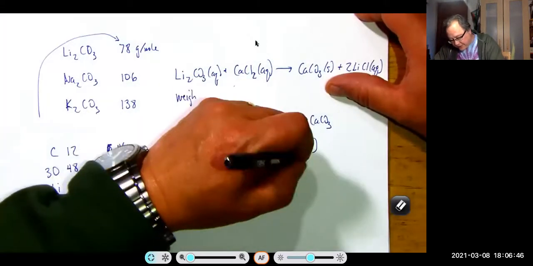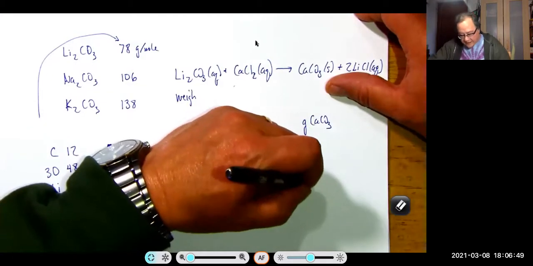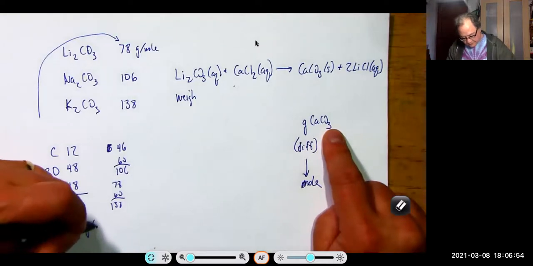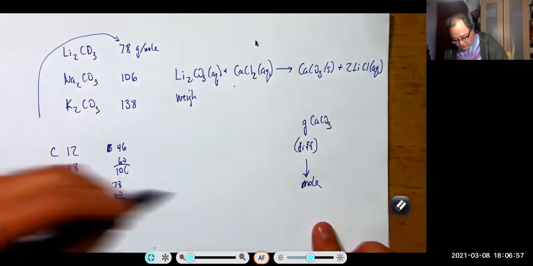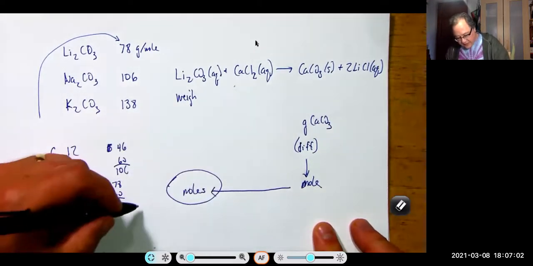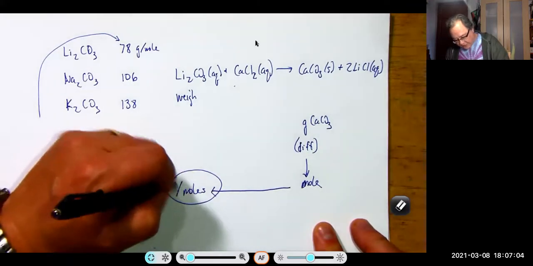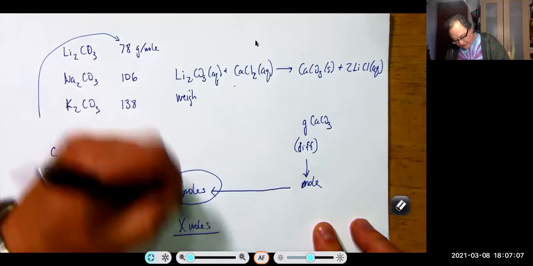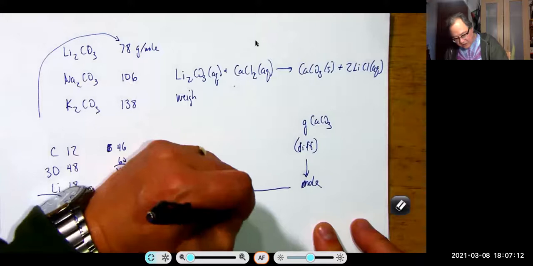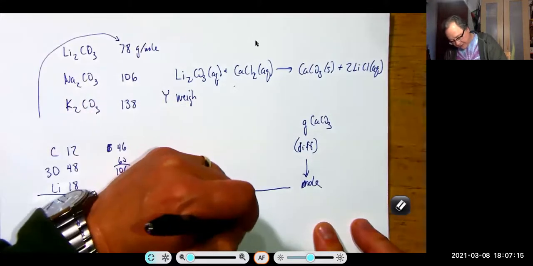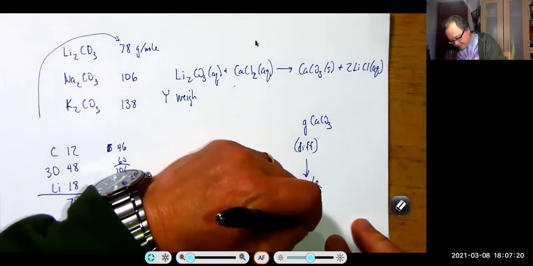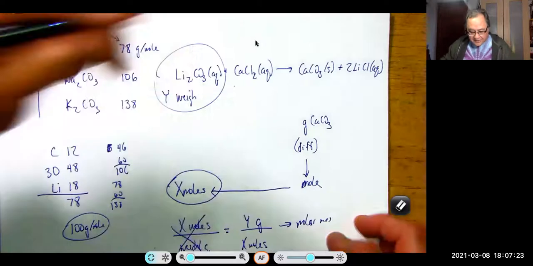So you take that, turn that into moles using the molar mass of calcium carbonate, which is around 100 grams per mole. And you turn that into moles of lithium carbonate. And whatever that number is, I'm going to call it X moles. You take your, we'll call this Y grams, you take your Y grams, divide it by your X moles, and you get the molar mass of your unknown. And if it matches 78, you got lithium carbonate.